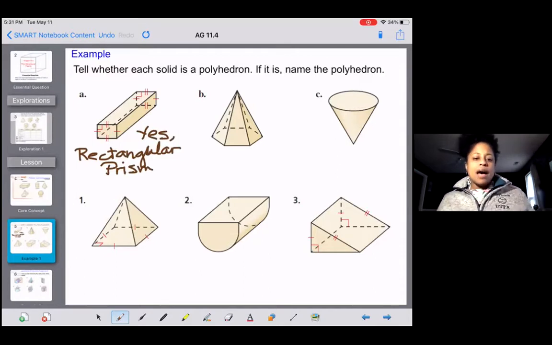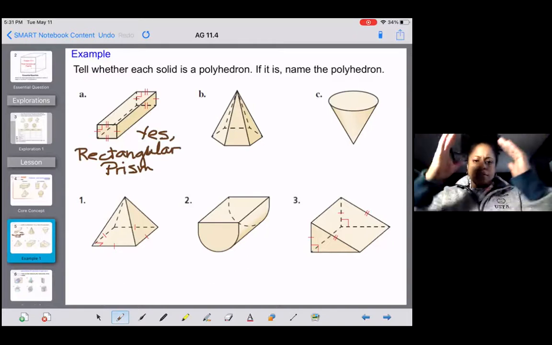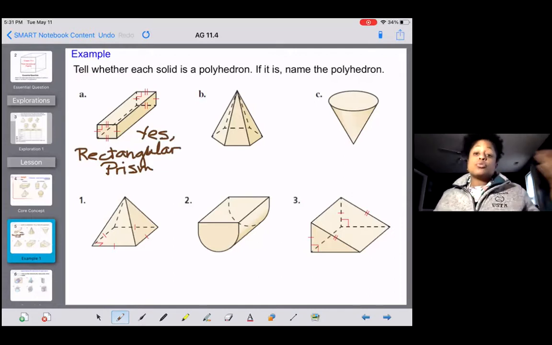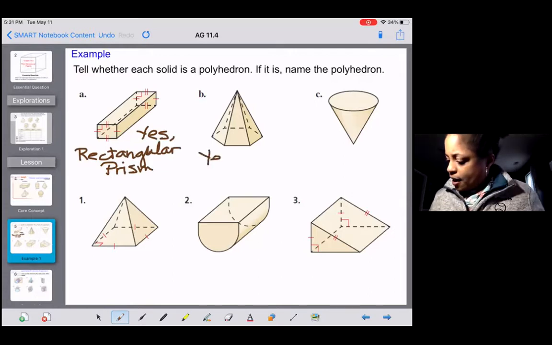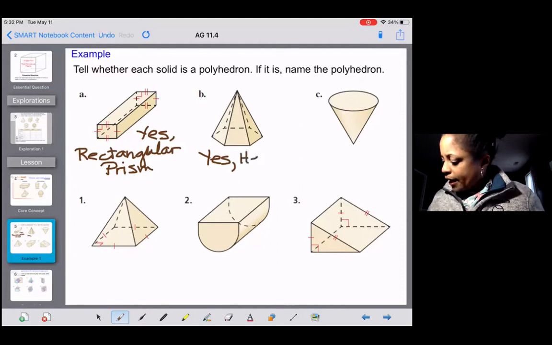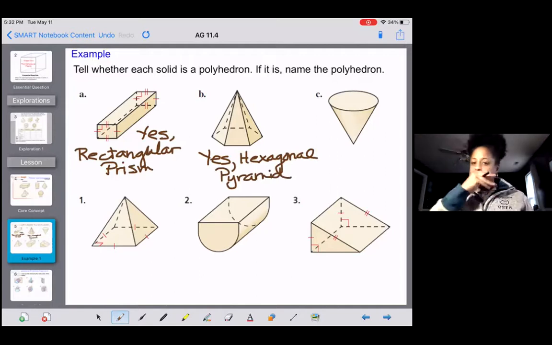All right, what about B? Is that bound by polygons? Well, let's see. We've got some triangles in there, and the bottom looks like a hexagon. So the answer is yes. And these are named by the base, which in this case is a hexagon. So this is a hexagonal prism. Pyramid, not prism. Hexagonal pyramid, that's what I meant to say.